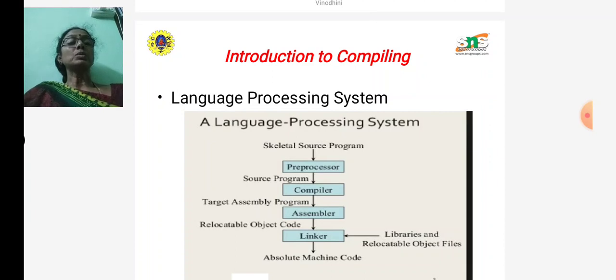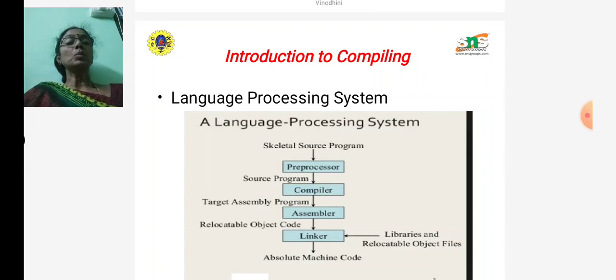In that, the source program is first sent into the preprocessor. The preprocessor processes our source program. That means it includes some header files, and if any mnemonics and macros are needed, the macro definitions are included in our source program. The pre-processed source program, which is the output of the preprocessor, is given to the compiler.